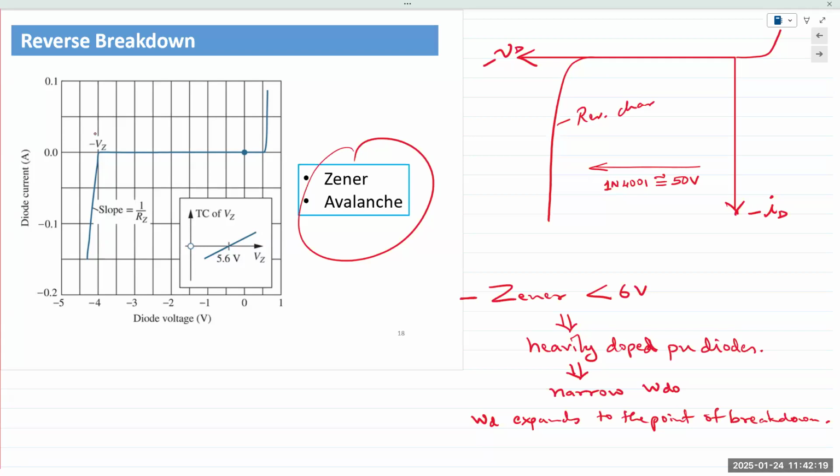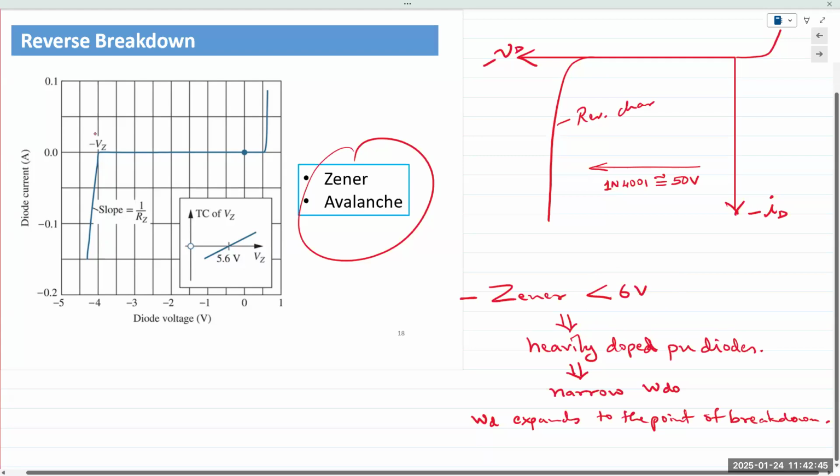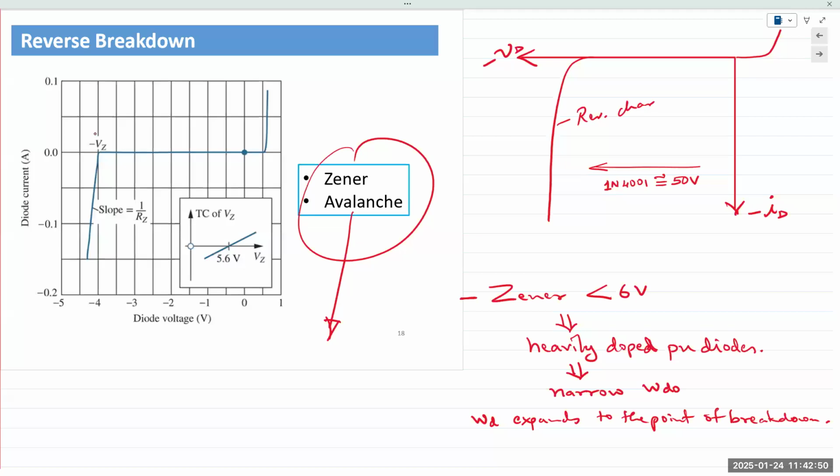But it is very narrow to begin with because of the heavy doping. And because it's very narrow to begin with, it expands only to a certain limit. Hence the Zener effect is typically seen only in diodes below 6 volts. That's when another effect dominates, and that effect is known as avalanche. An avalanche effect is typically seen above 6 volts.